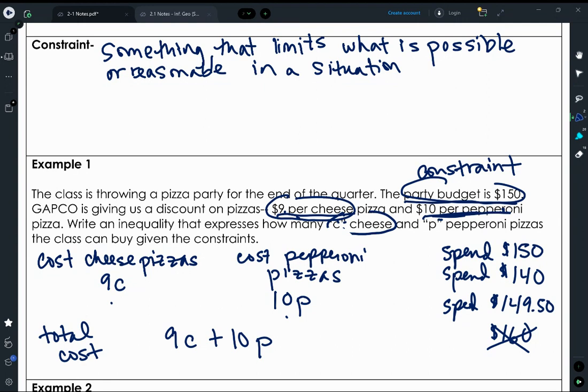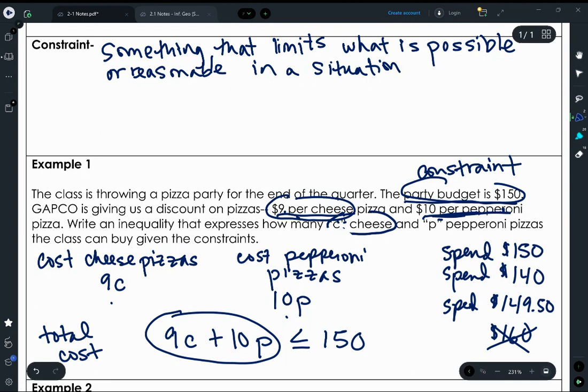So we're going to use an inequality for this. We're going to say that the amount our total cost is, so this is our total cost right here, is going to have to be less than or equal to $150. So that's what we mean by a math model. So my math model is 9c plus 10p is less than or equal to 150. So that's how I would write that inequality.